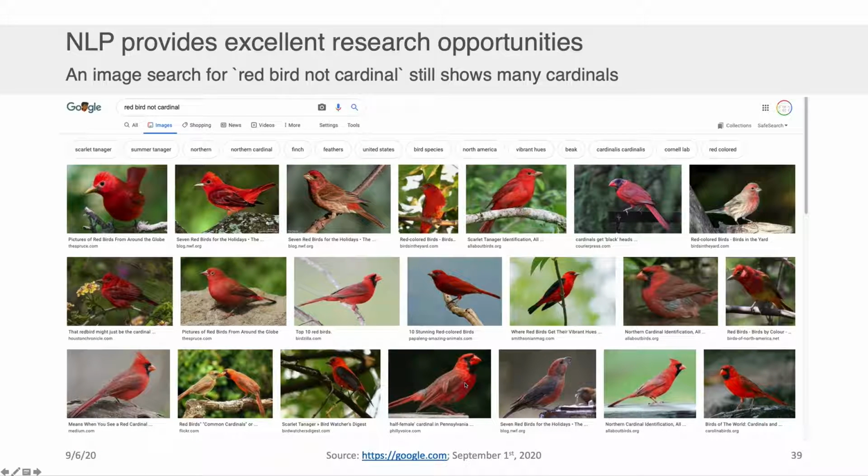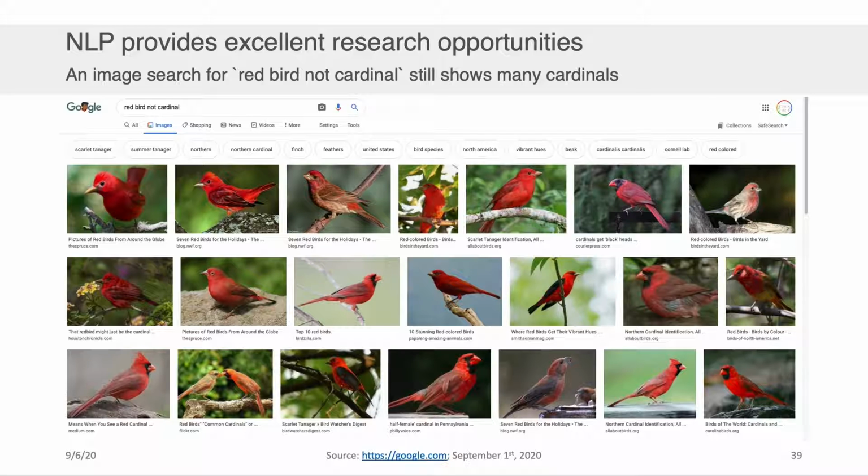So anytime there's a confluence of interesting problems, hard problems, and high impact, you have great grounds for research opportunities. And natural language processing is really one of those domains. There's a lot of problems that exist in NLP due to all the complexities we discussed earlier that are far from being solved. Consider just the very simple problem of searching for red birds that are not cardinals.